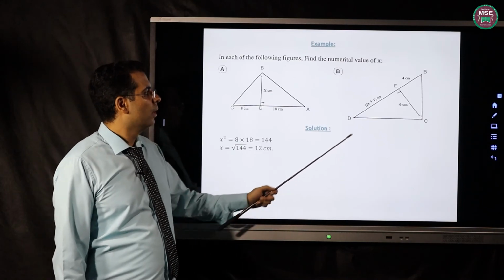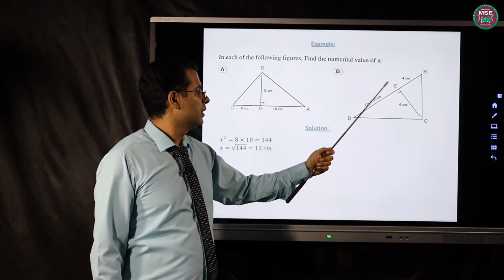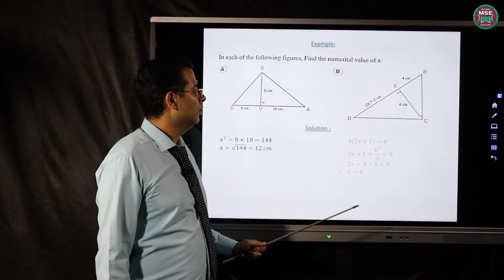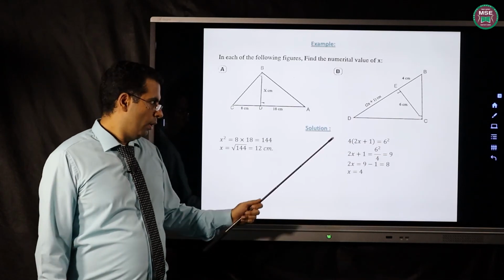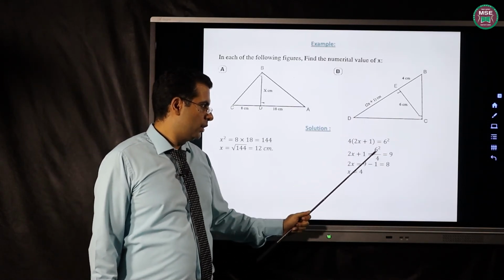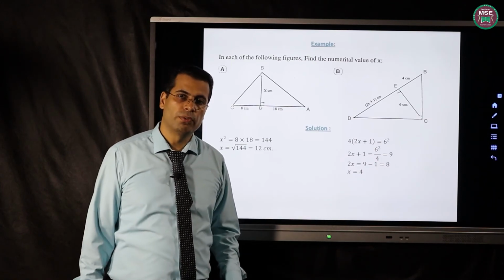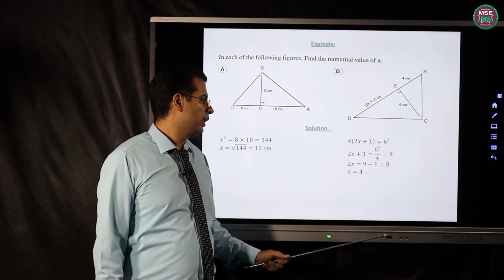Another one. Also here, EC squared equals EB times ED. Therefore, 4 times (2x plus 1) equals 6 squared. The 4 goes there, divided. Therefore, 2x plus 1 equals 6 squared over 4. 36 over 4 equals 9. Therefore, 2x equals 9 minus 1, which equals 8.